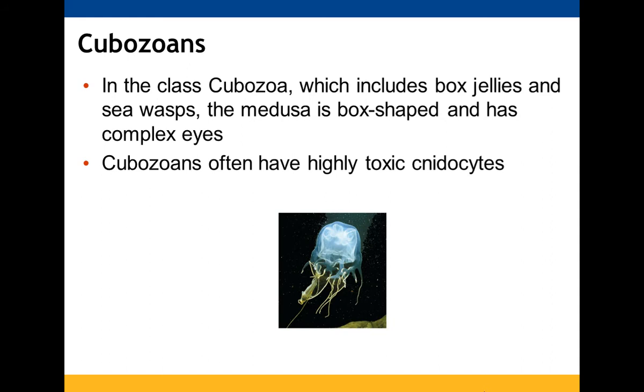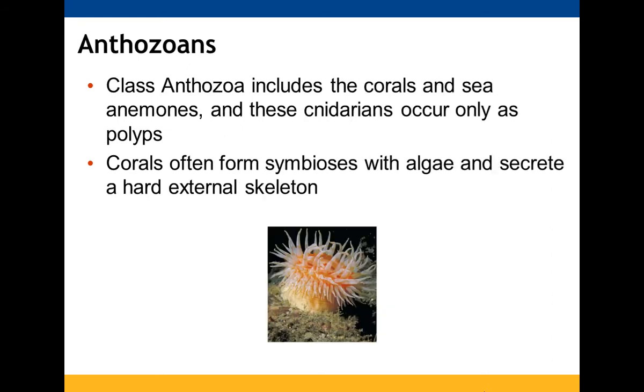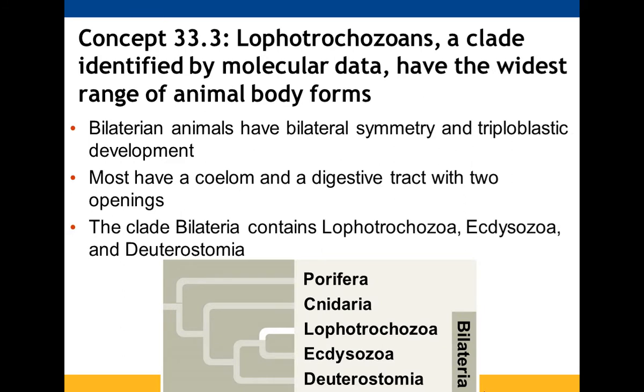Okay, the Cubozoa, the box jellies and the sea wasps. You can see what they're named for in terms of box. Their jelly shape is more box-like. They have complex eyes, and their cnidocytes are definitely not ones you want to run into. Okay, anthozoans are the corals and the sea anemones. They exist as polyps. They tend to form symbiosis with algae, and they have a hard external skeleton.